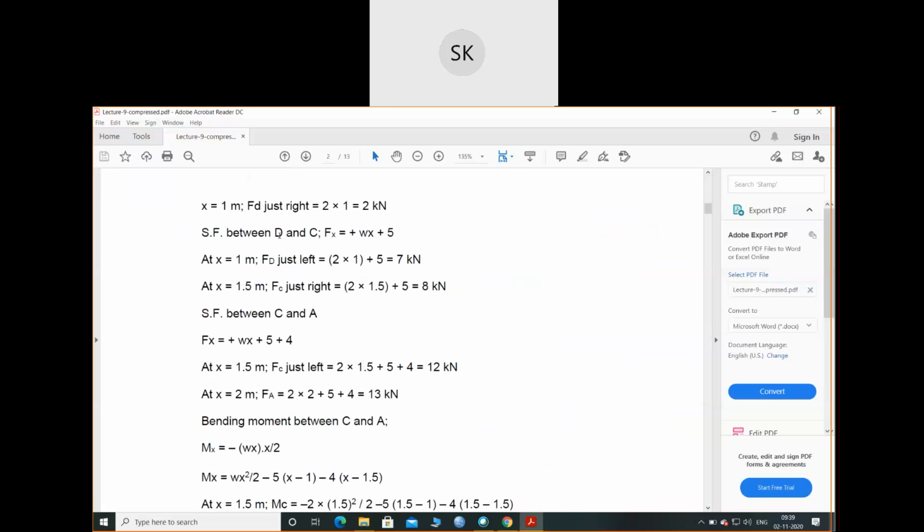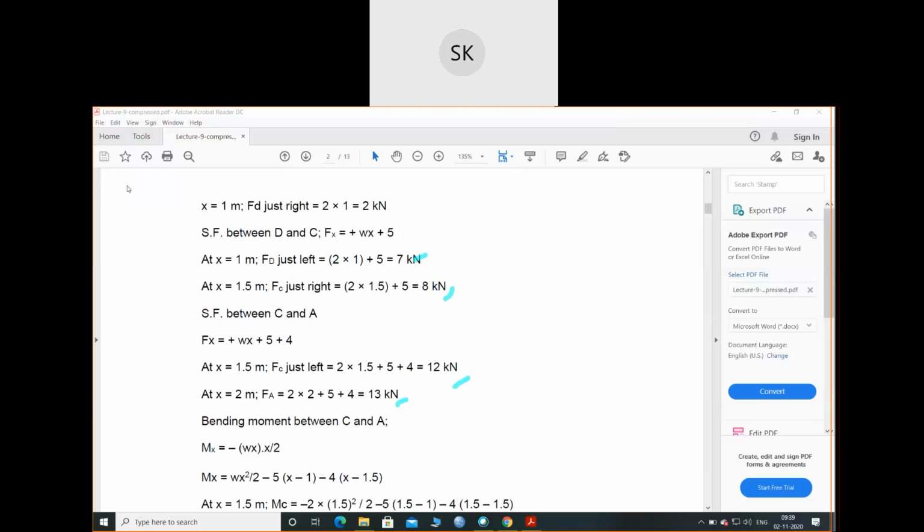Between D and C, this is my shear force equation. Replace the value of X at X equals to 1 meter and at X equals to 1.5 meter, and these were my shear forces. Now between C and A, the shear force equation is Wx plus 5 plus 1. Replace the value of X from 1.5 to 2 meter and I'll get these points. So these are my shear forces, and I have to draw the diagram with these values.